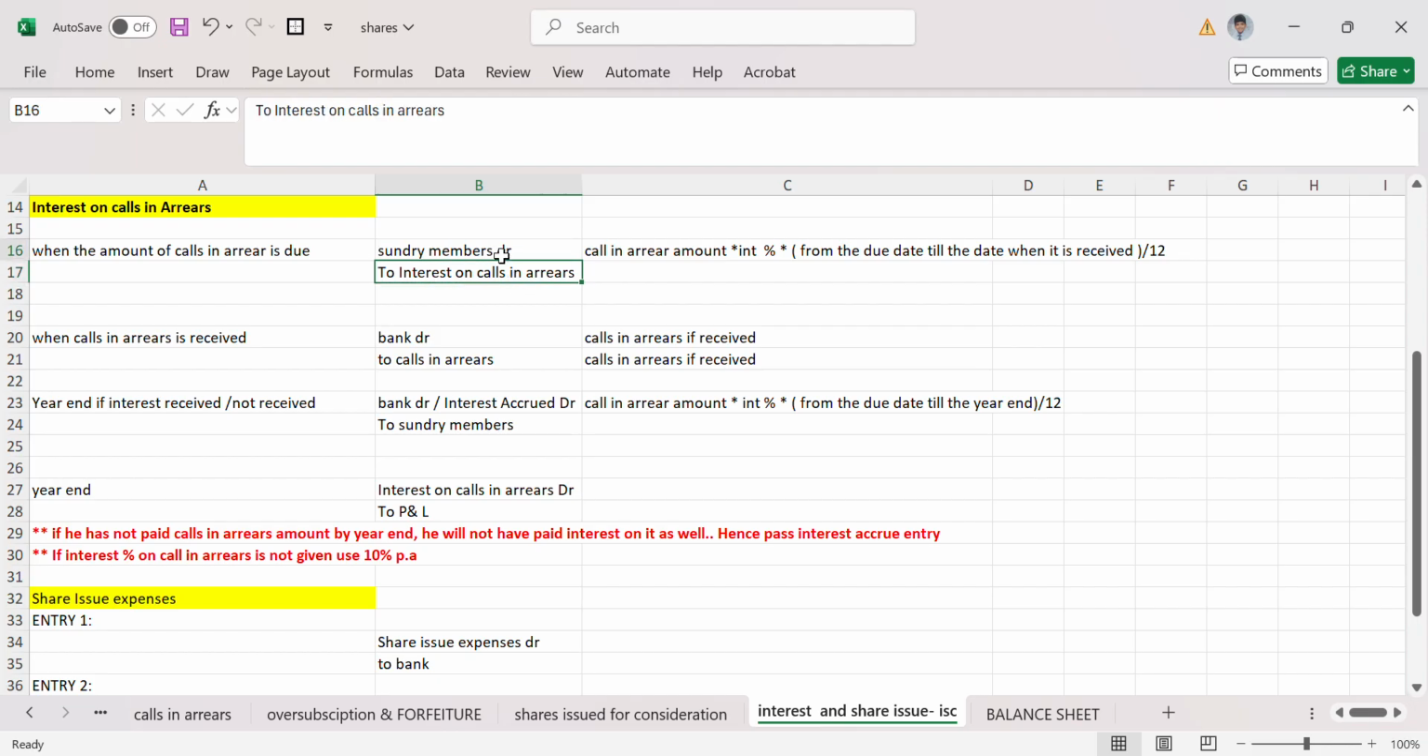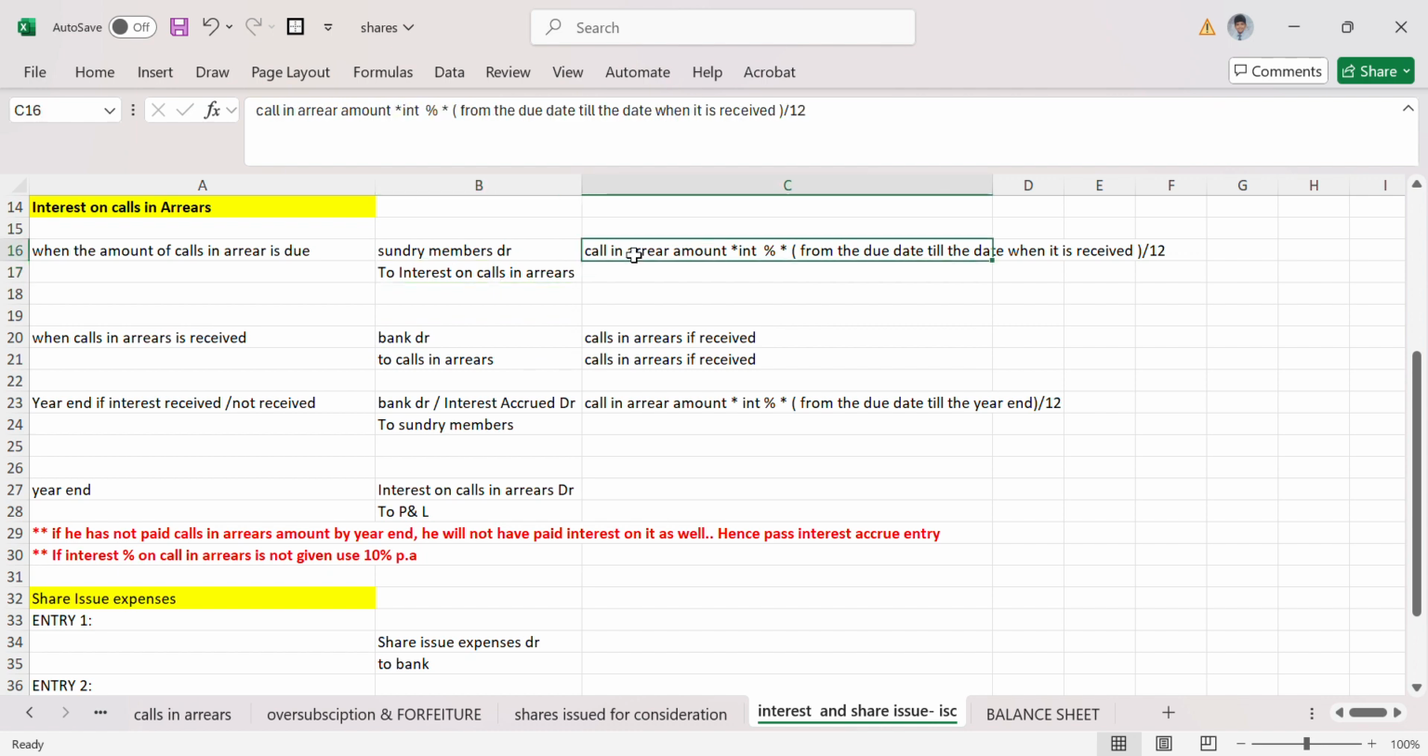So first is the due entry for interest. Sundry members debit to interest on costs and arrears. I will see how much was the costs and arrears amount and multiply by the interest percentage. If the interest percentage is missing in the question, it's always taken as 10%, the same rule as in case of debentures. And I will see for how many months the amount was due, divided by 12.